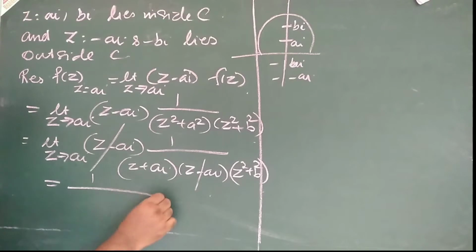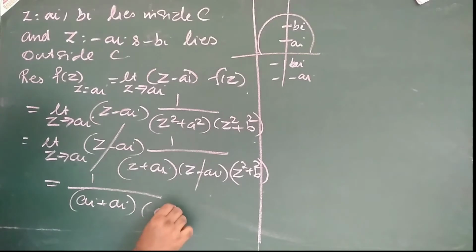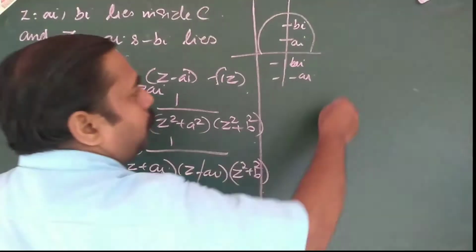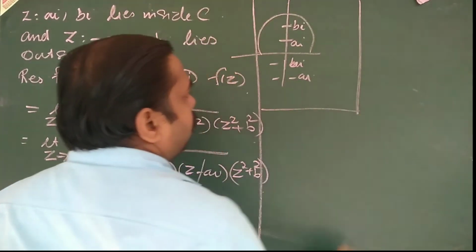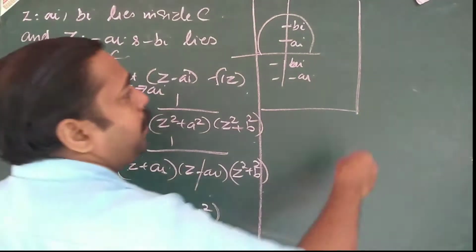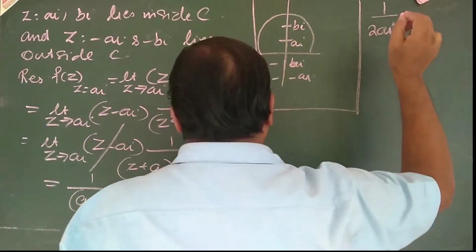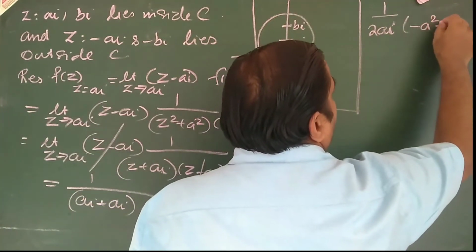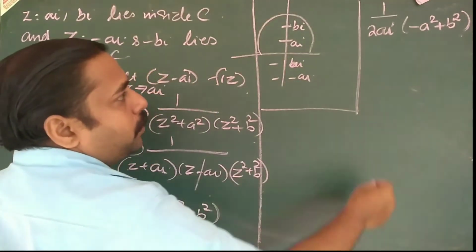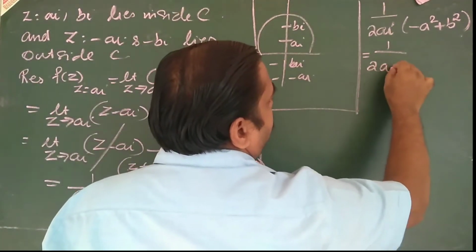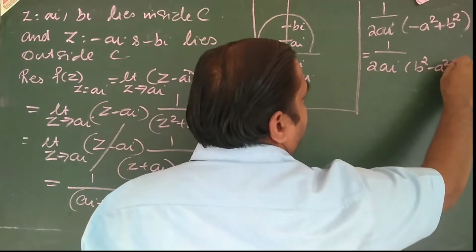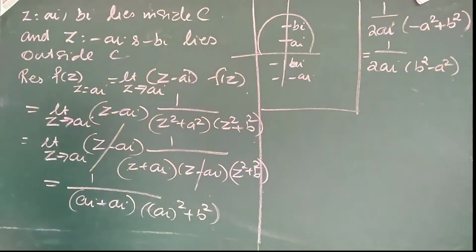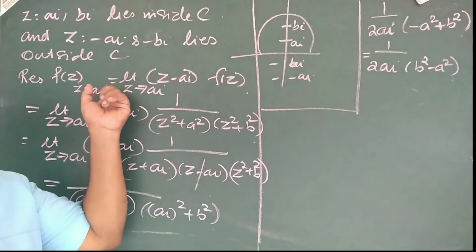So that is 1 by ai plus ai, the whole square plus b square. So this is equal to 1 by 2ai, into minus a square plus b square. So this is 1 by 2ai into b square minus a square. So this is the first residue at the point z equal to ai.